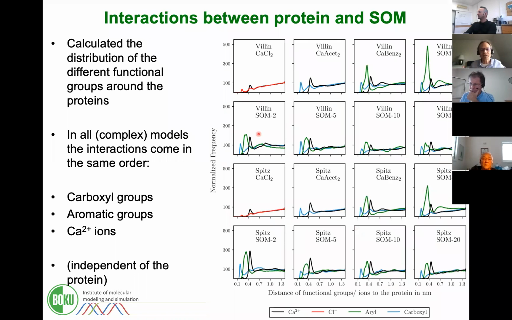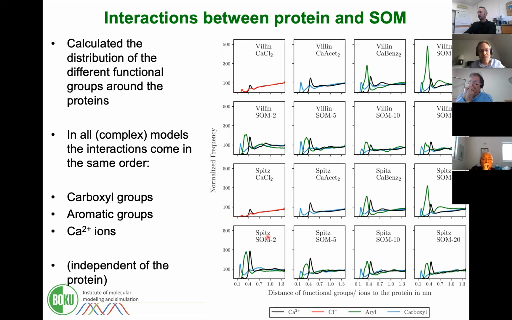And then we can again try to quantify that. We can look at how functional groups absorb around the surface of these proteins. And what is striking, we here did this for very different kinds of models. We did this for a protein in just a mixture of calcium acetate, calcium benzoate, more of a SOM-like mixture of small molecules, but all really tiny organic small molecules. And we did it with the protein with the different SOM models, with different sized models of our organic matter. And then we did this for the two kinds of proteins, for Villin and for Spitz.